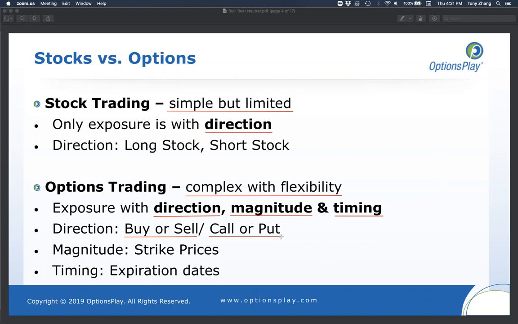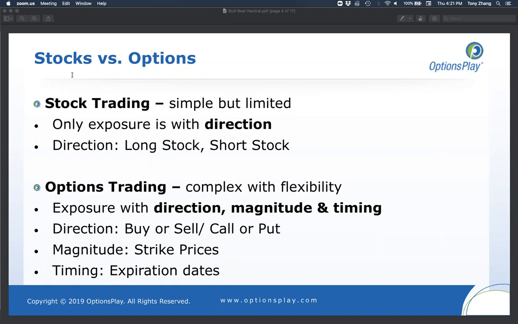So you can decide your direction based on buying a call or selling a put. You can then choose the magnitude that you expect a specific move to be by selecting different strike prices. And lastly, as far as timing goes, that comes down to selecting expiration dates. So we're going to talk about all of these things today during our course to give you a better understanding as to how to actually choose the strategy, choose the expiration date, and ultimately choose the strike price.